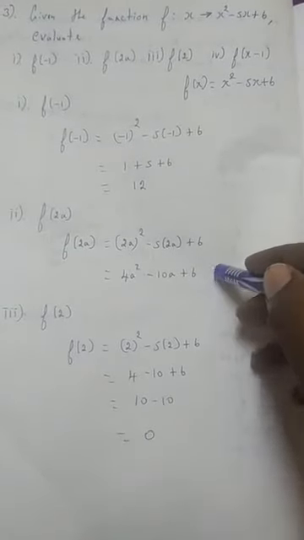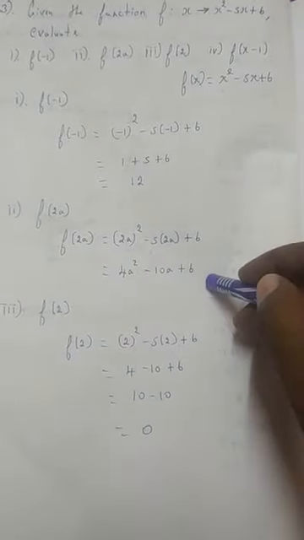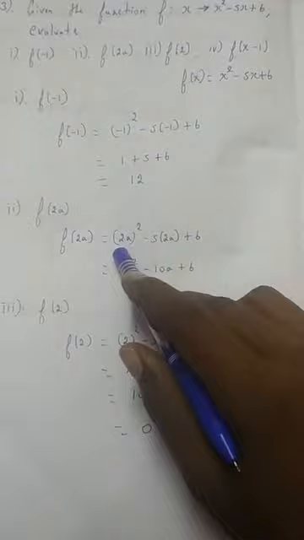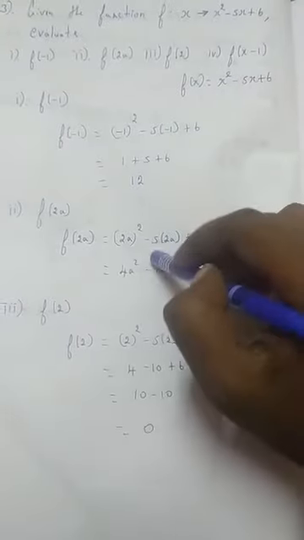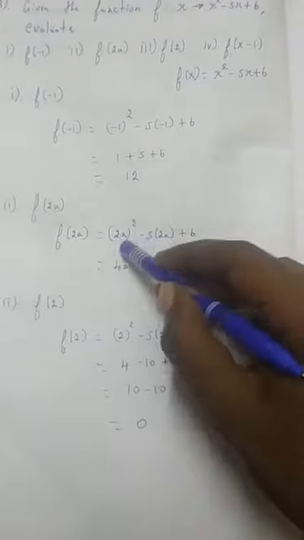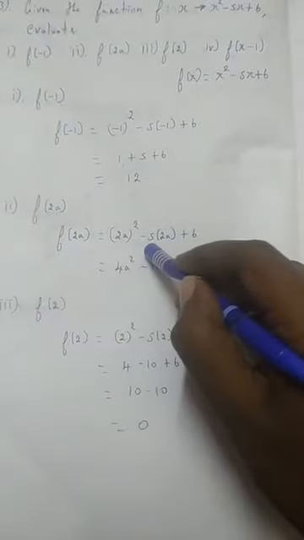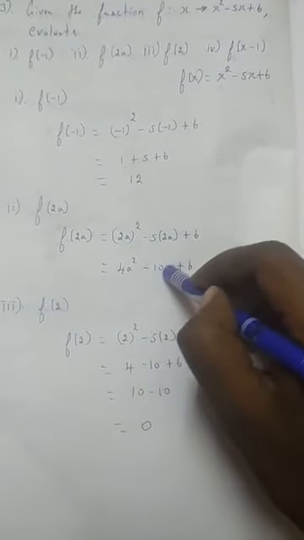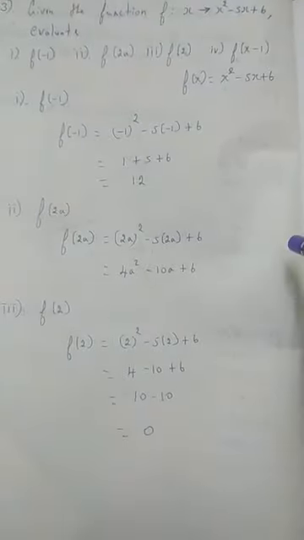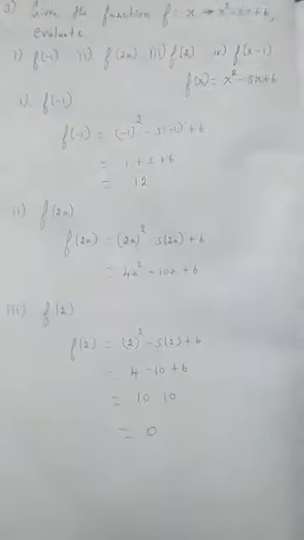Right? So after this we can't simplify this equation. So that is the answer. That's all. Simply substitute 2a in the place of x. So 2a square minus 5 into 2a plus 6. 2a whole square is 4a square. Minus 5 into 2a is minus 10a plus 6. That's all. This is the answer for f of 2a.